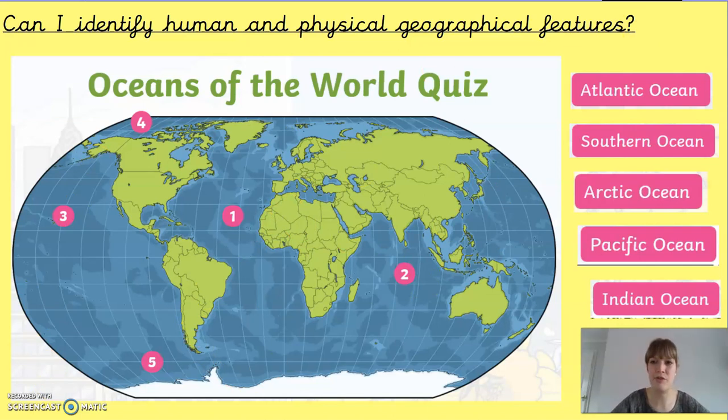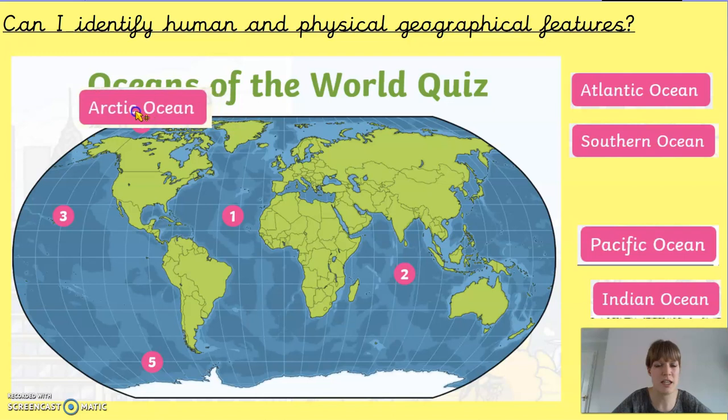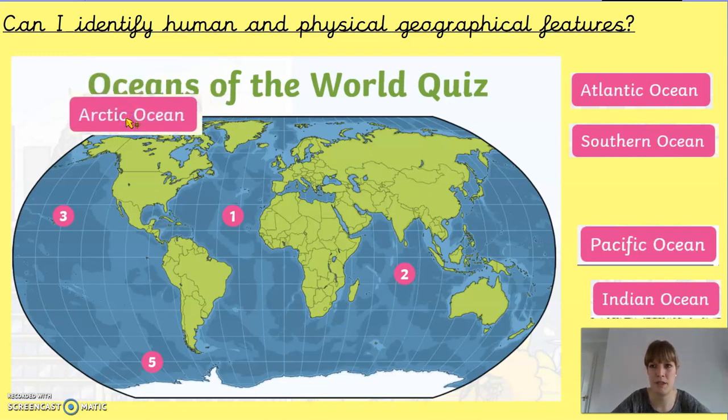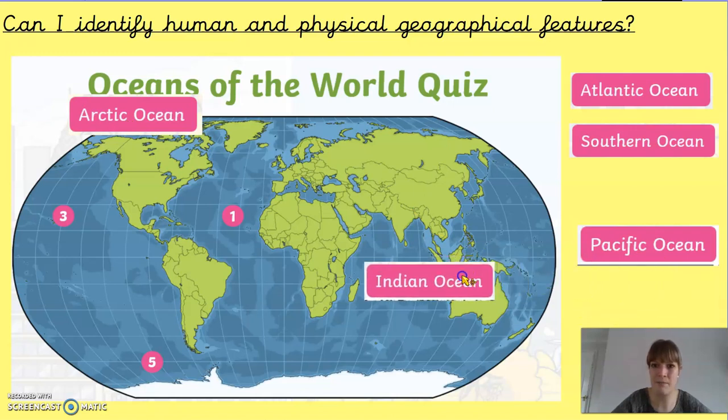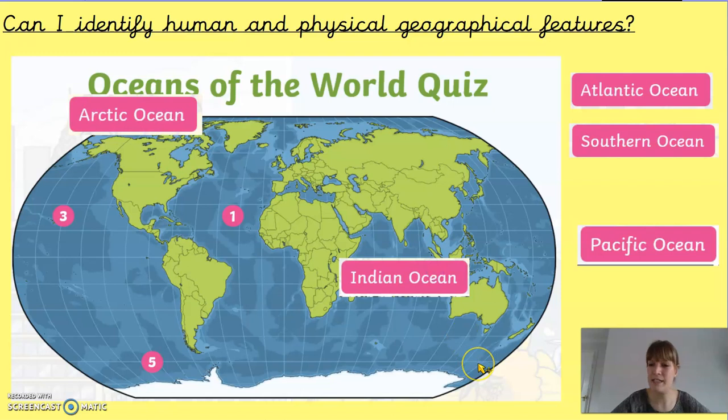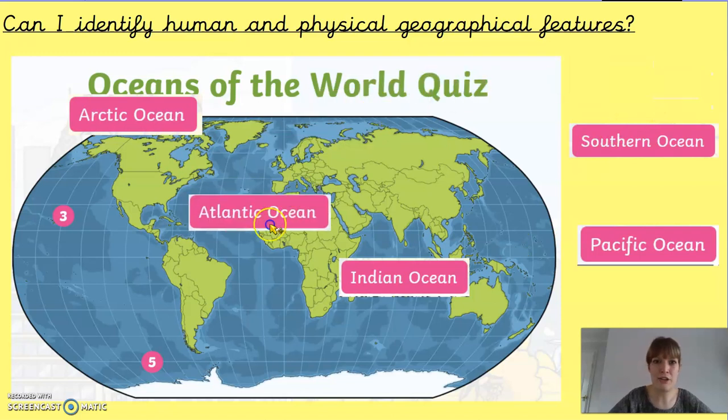Okay, let's go through the answers then. I'm going to go with the Arctic Ocean. We've done a lot on our polar regions, and I know the Arctic is up here. So number 4 is my Arctic Ocean. Also, I know the Indian Ocean because it's near India, and it's a lovely warm ocean. I love the Indian Ocean. Your next one would be the Atlantic Ocean. That's the ocean sort of near us.